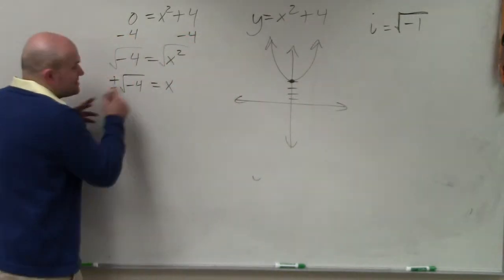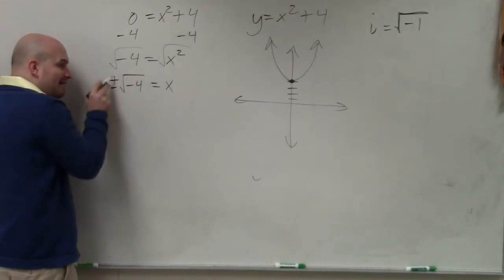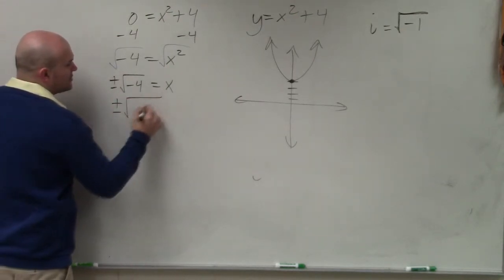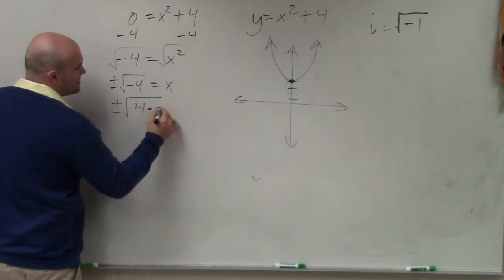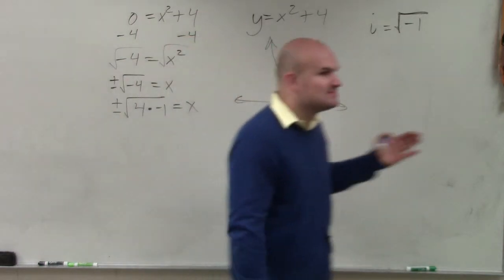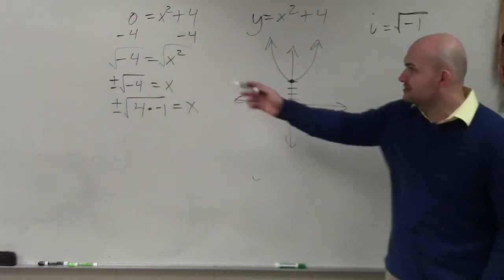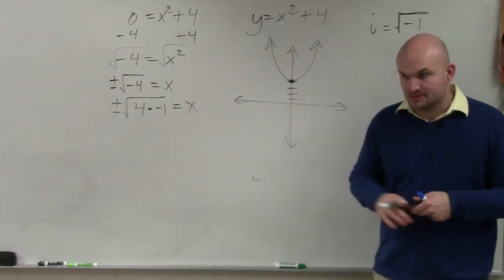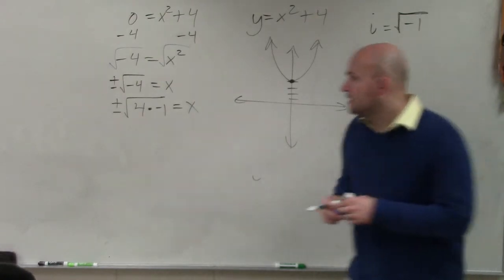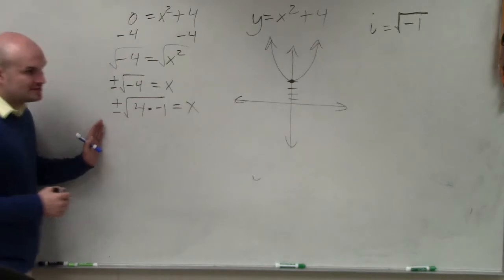So to solve this, now remember, whenever I introduce a square root, I have to do plus or minus, right? So therefore, I have plus or minus the square root of 4 times negative 1 equals x. Does everybody agree that 4 times negative 1 is the same thing as negative 4? Yes. OK. So now is that good?